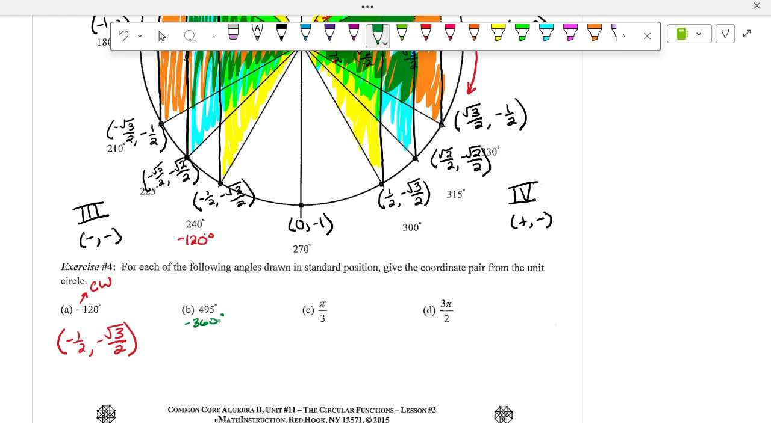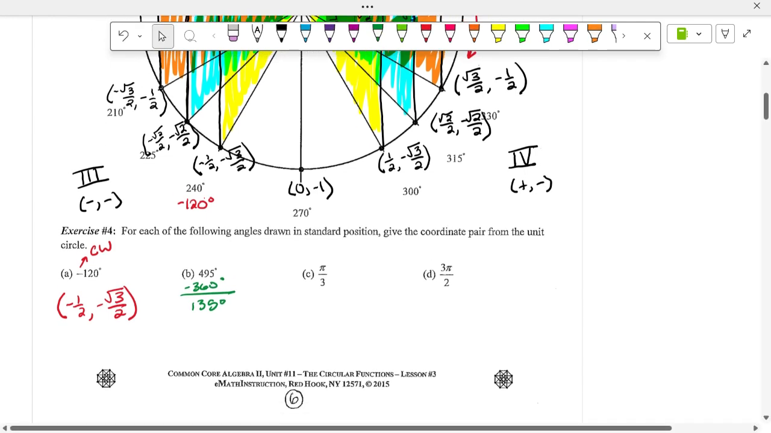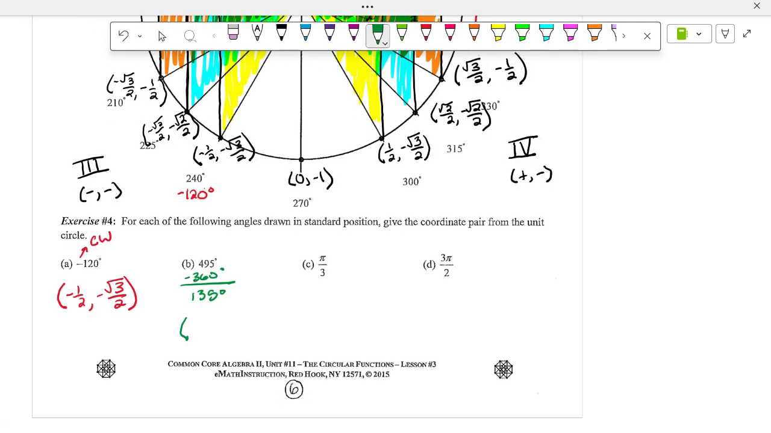So if you subtract 360 degrees, because it's at least one full rotation and then some change. If I subtract 360 degrees, what is it? 135 degrees. Well, isn't 135 degrees on the unit circle? Yep. So what is the coordinate that's associated with 135? Negative square root 2 over 2 and the square root 2 over 2.